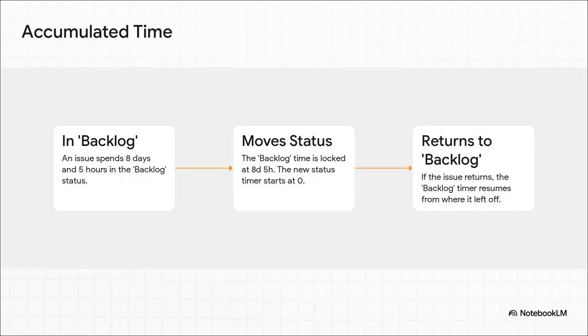The easiest way to think about this: imagine every single status in your workflow has its own stopwatch. So an issue lands in backlog, boom, the backlog stopwatch starts ticking. Then it moves to development, the backlog watch pauses. Now if that issue gets sent back to the backlog later on, that stopwatch just picks up right where it left off. It never resets to 0. And that's how you get that awesome total accumulated time.